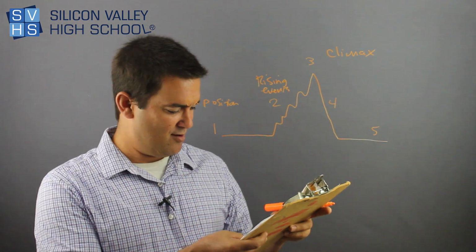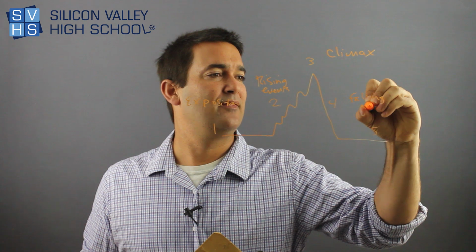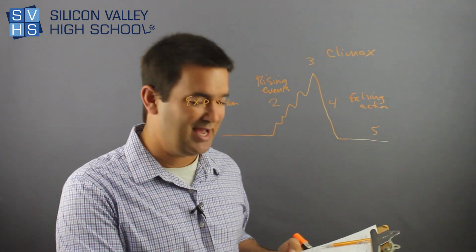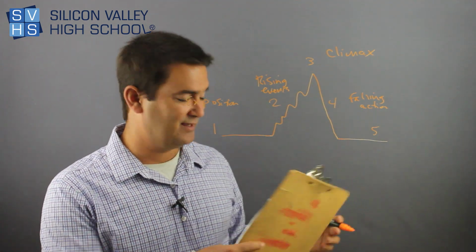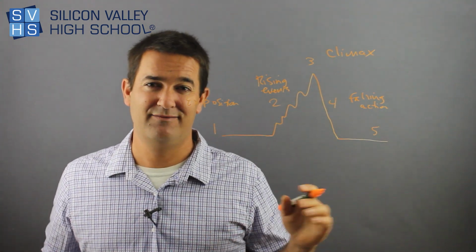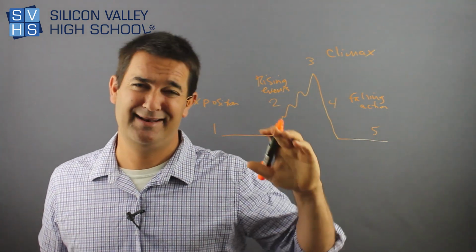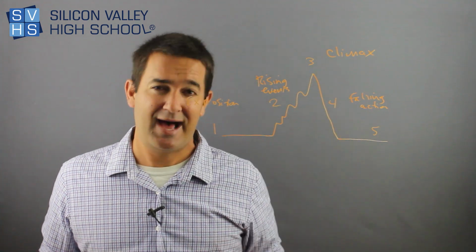Then you have 4, which is the falling action, right? The falling action is when you tie up all the loose ends. The conflict is essentially taken care of. Bad guys are put in their place. The good guys are now dominant and they're the winners, right? So in the falling action, you tie up the loose ends.